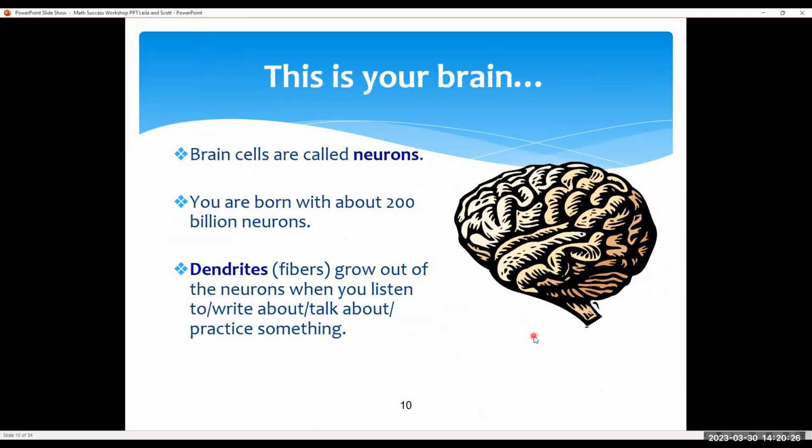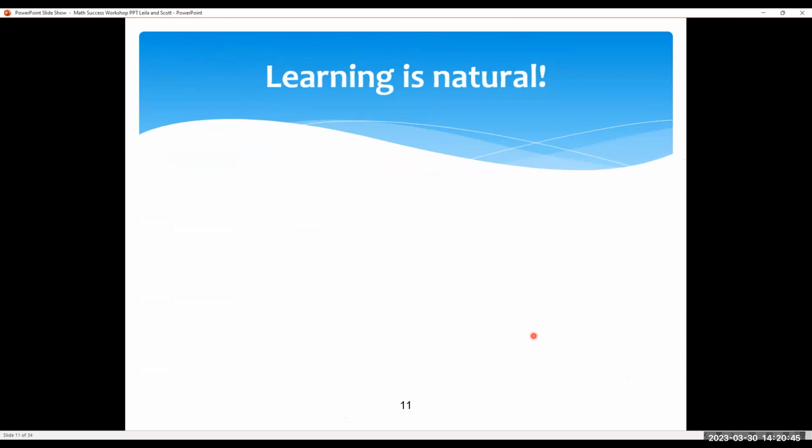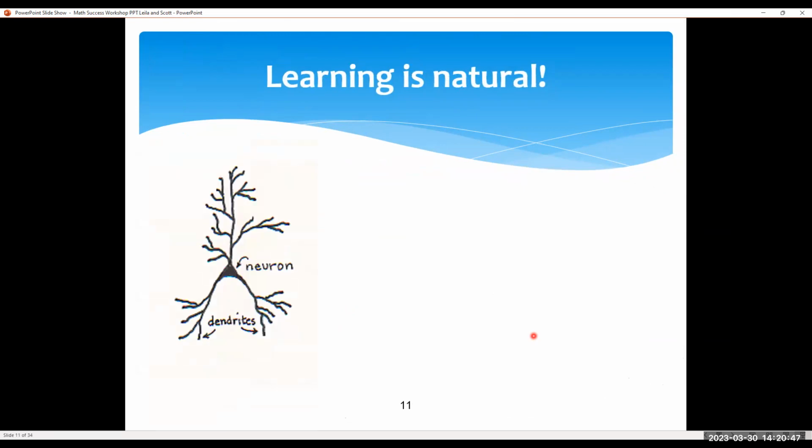Every human being is born with about 200 billion neurons. These neurons are the brain cells. As we talk about something, practice something, write about something, we grow dendrites. That's how we learn. What are these dendrites? These branch-looking things that you see, these are dendrites. Learning is equal to growing dendrites.